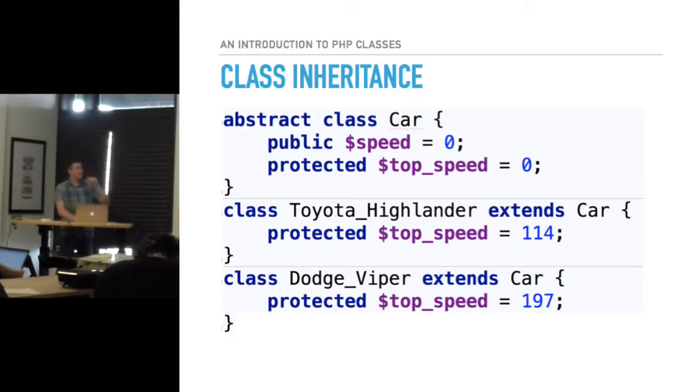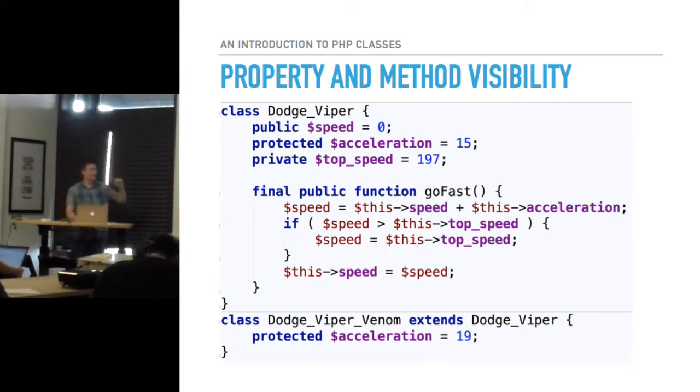So now what we're going to do is we're going to take a look at these public and protected as well as private properties. So public, protected, and private have very specific meanings. Public basically means that if I instantiate a new object based off of this class, and I try to fetch the speed property, because it's public, I can get it. If something is protected or private, then it's not accessible outside of the class. So if I instantiate the Dodge Viper class and I try to fetch the acceleration, because it's protected, I can't do that. If I tried to fetch the top speed, because it's private, I can't get it.